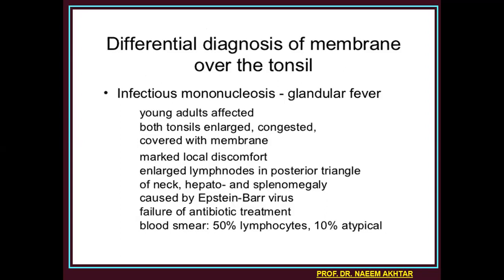Infectious mononucleosis, also called glandular fever. It will affect young adults, with both tonsils enlarged, congested, and covered with membrane. Marked local discomfort will be there. Enlarged lymph nodes in the posterior triangle of the neck will be seen. Hepatomegaly and splenomegaly will be seen. It is caused by Epstein-Barr virus, and there is failure of the antibiotic treatment. Blood smear will show 50% lymphocytes, of which at least 10% are atypical.